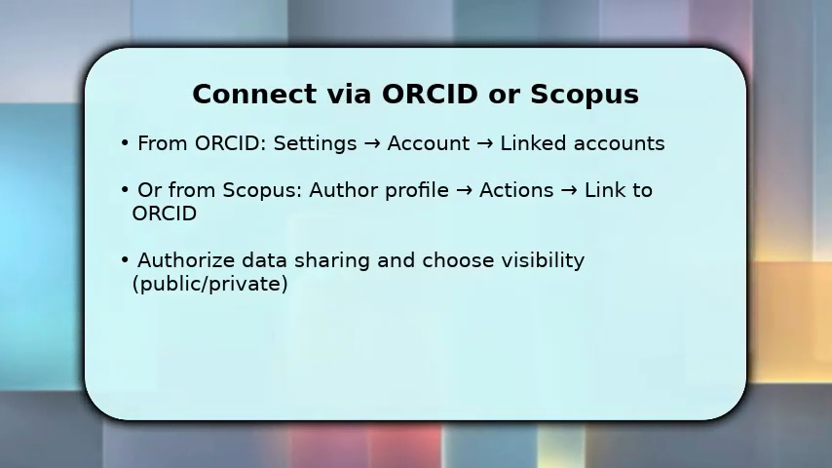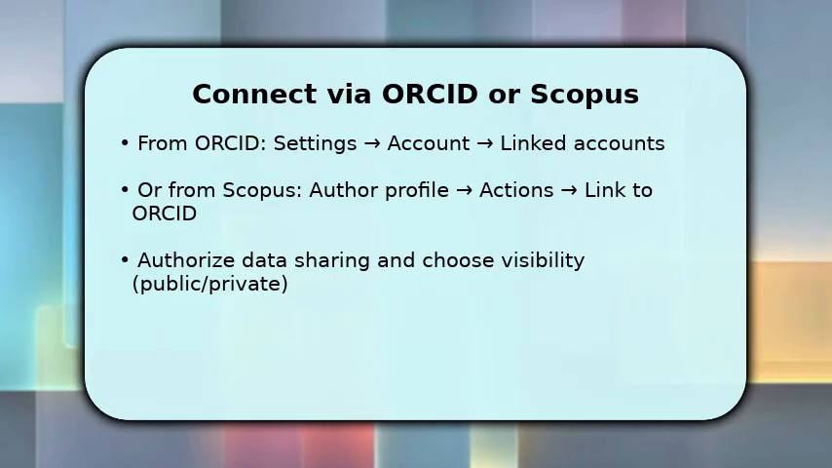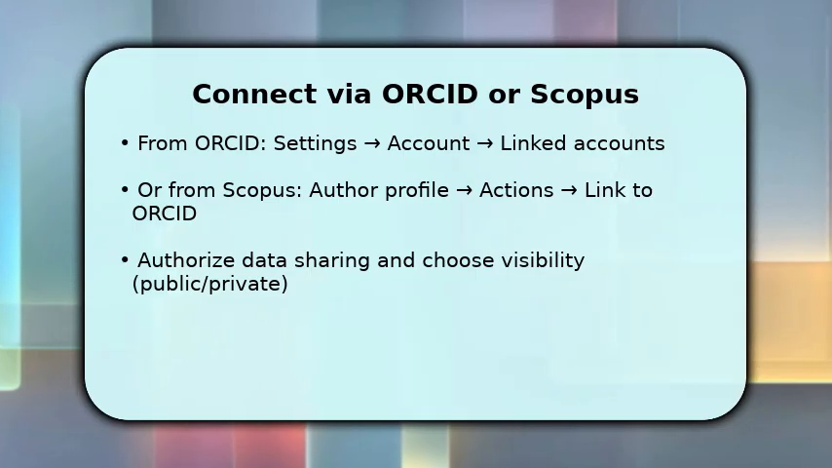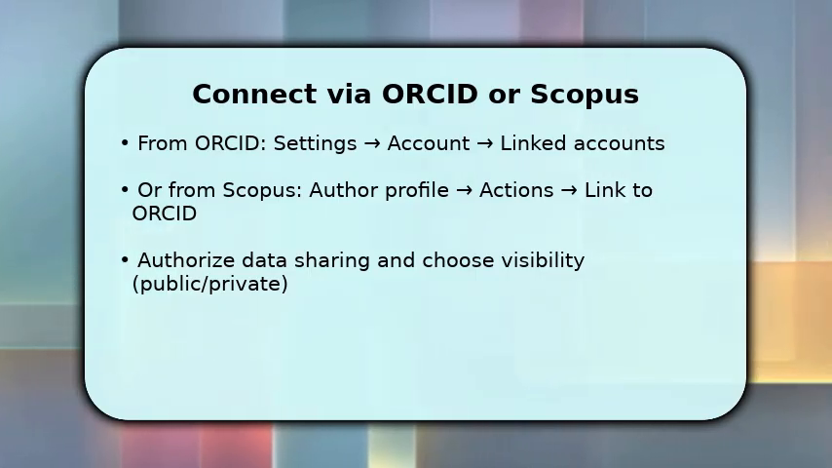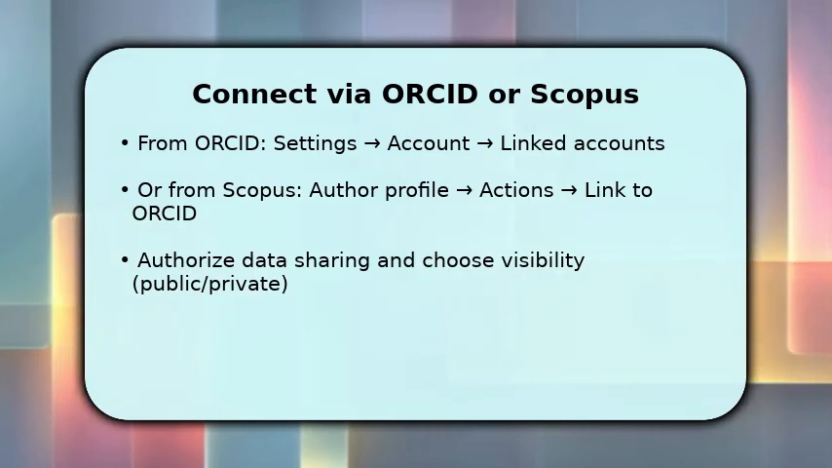I'll show both paths. In ORCID, go to Account Settings, find Linked Accounts and select Scopus. Click Authorize to allow Scopus to add works. Alternatively, in Scopus, open your author profile, choose the Link to ORCID option, and follow the prompted OAuth flow.